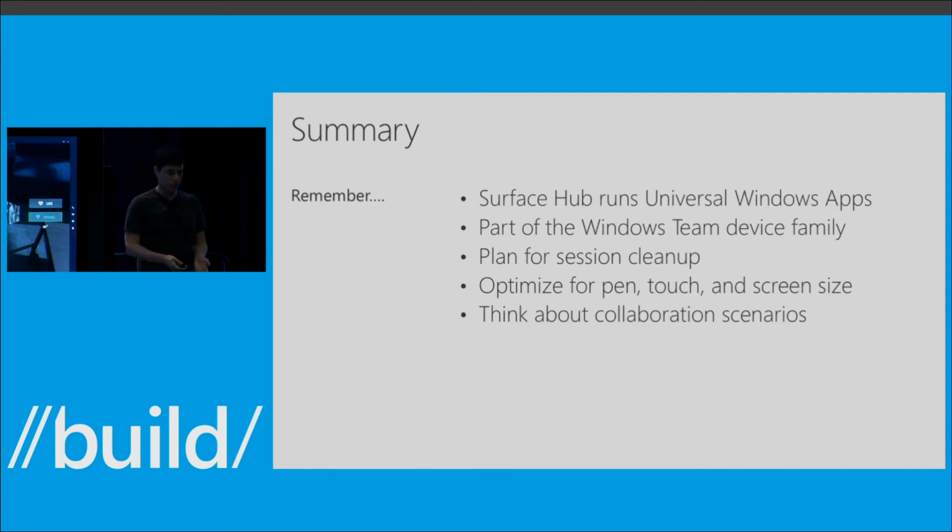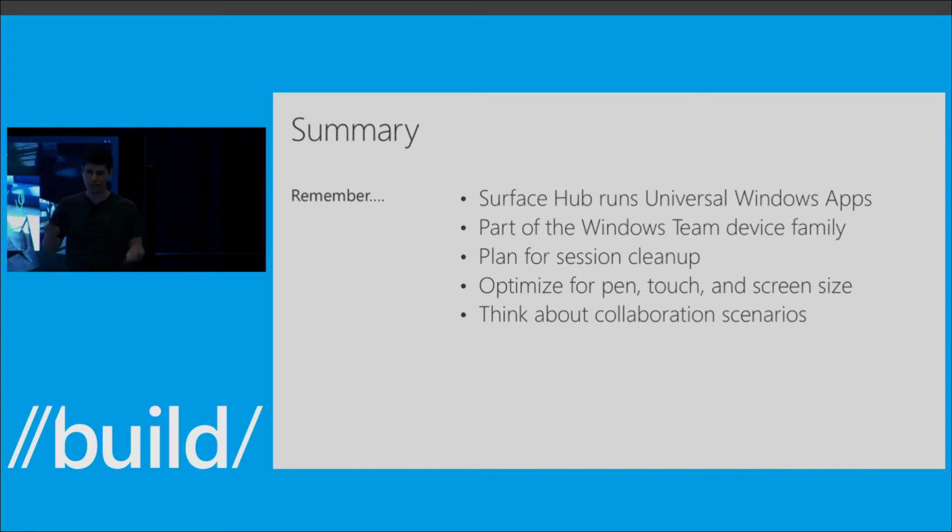Optimize for pen, touch, and screen size. Once again, giant screen, which means lots of opportunities to interact with it. Think about how you do pen and touch, differentiate between them, like pen for writing, touch for swiping, touch for interacting with the buttons. This is how people have been doing it since like ancient times, like since writing was invented. So you should take advantage of that.